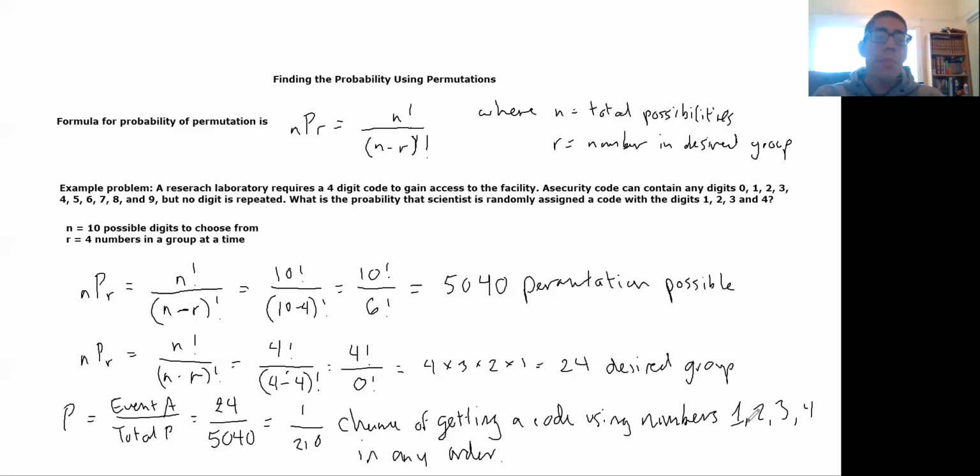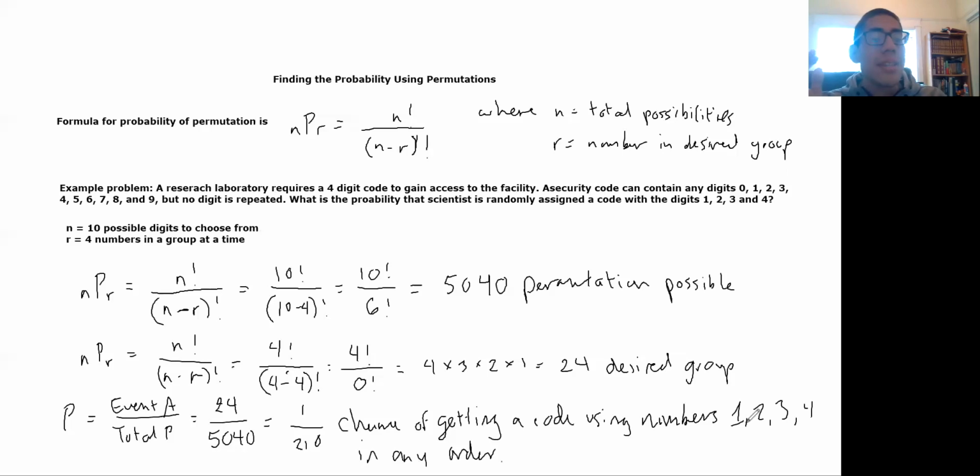Our r is the number of items in a group at a time. They're asking what is the probability that we're going to be assigned a code that has digits 1, 2, 3, and 4. There are 4 digits in that code. That means that the group is made up of 4 digits. So r is equal to 4. Now we're going to go into what I have down there, right? We have nPr is equal to n factorial divided by parentheses n minus r, close parentheses, and the factorial outside of it.